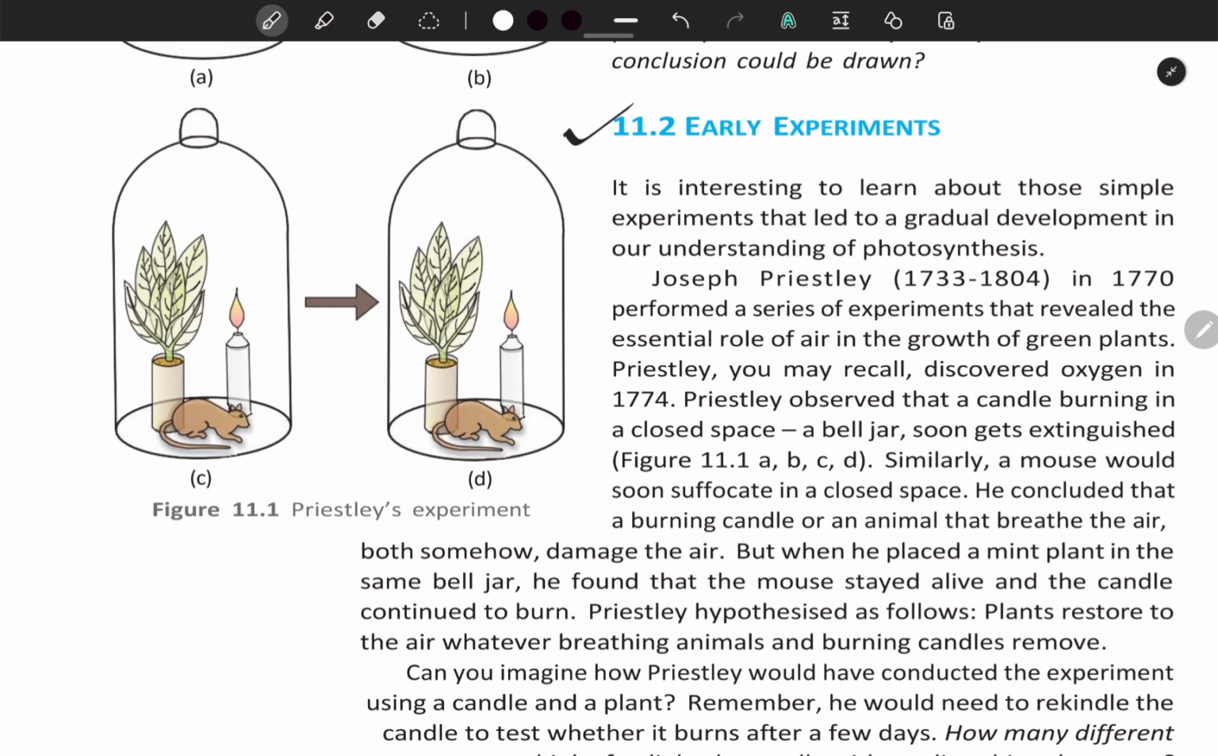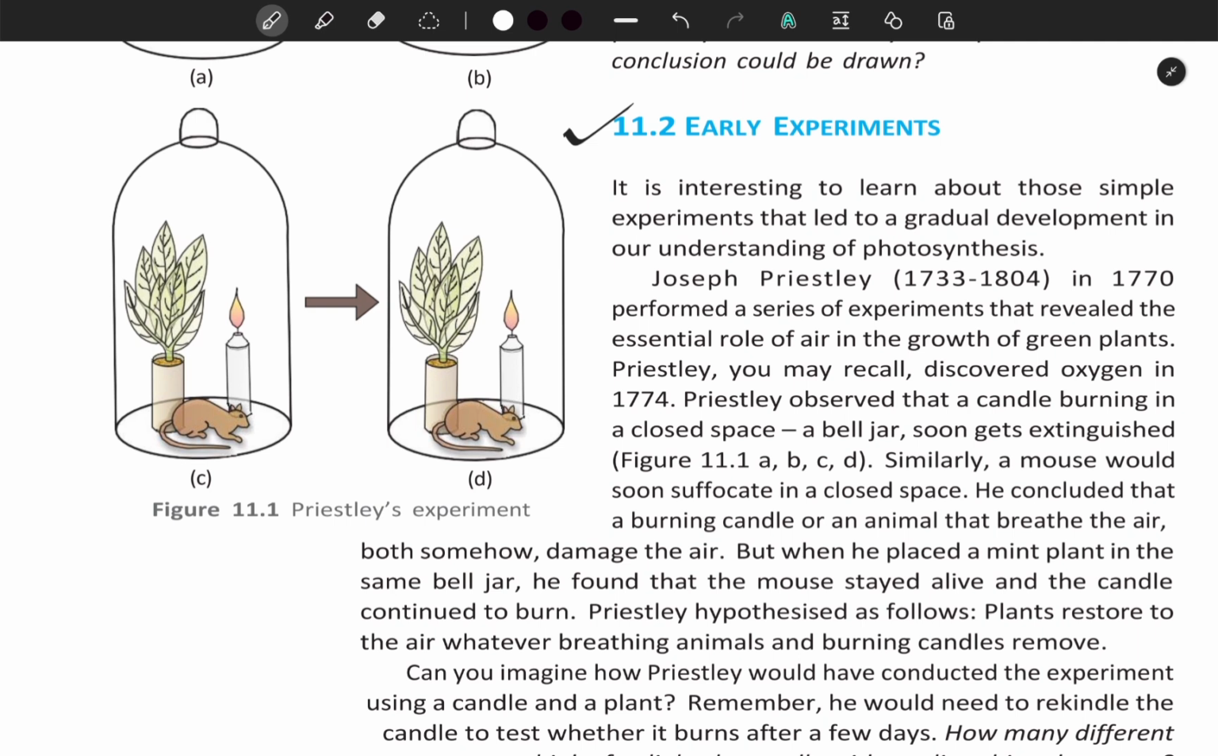11.2 Early experiments. It is interesting to learn about those simple experiments that led to a gradual development in our understanding of photosynthesis. Joseph Priestley (1733 to 1804), in 1770, performed a series of experiments that revealed the essential role of air in the growth of green plants. Priestley, you may recall, discovered oxygen in 1774. Priestley observed that a candle burning in a closed space, a bell jar, soon gets extinguished, shown in figure 11.1 A, B, C, D. Similarly, a mouse would soon suffocate in a closed space.